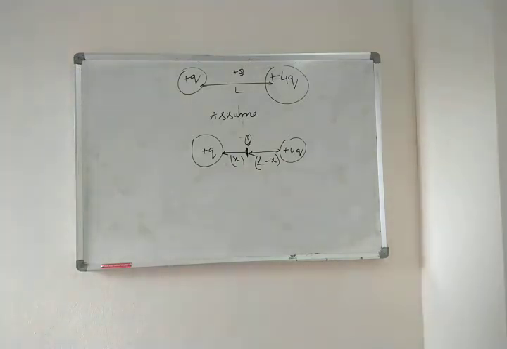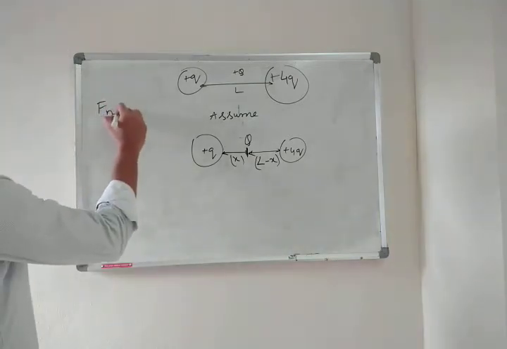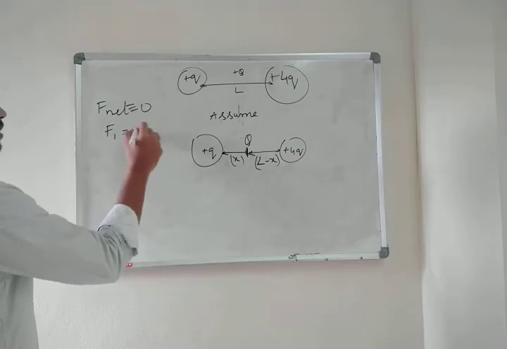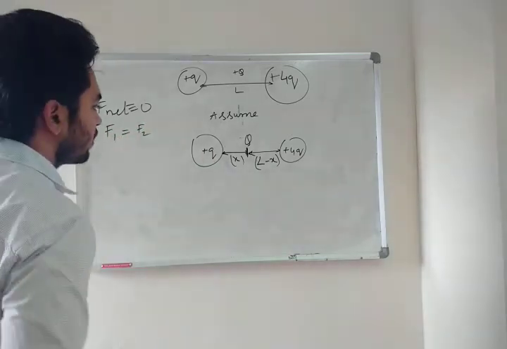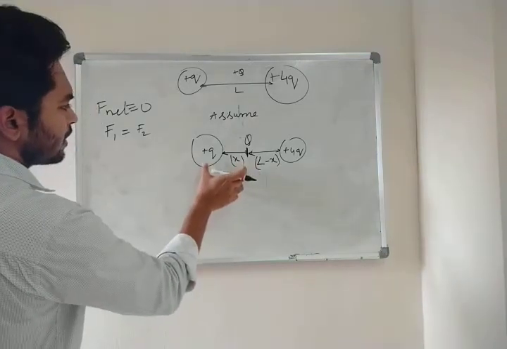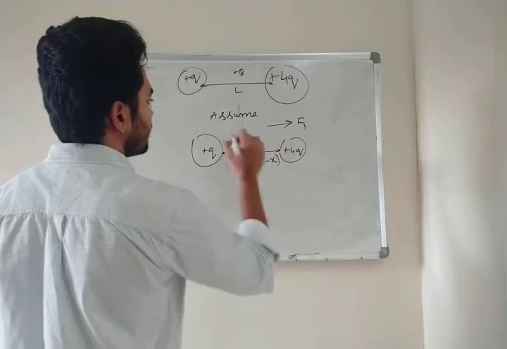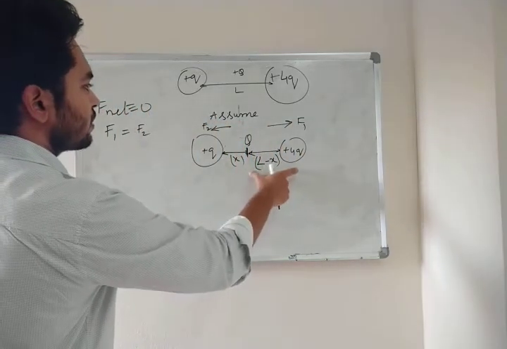So the next step is F net is equal to 0. What is F net equal to 0? F net is equal to 0. So F1 equals F2. What is F1? F1 is in this direction, and this direction is F2, right? So we are going to consider this one.